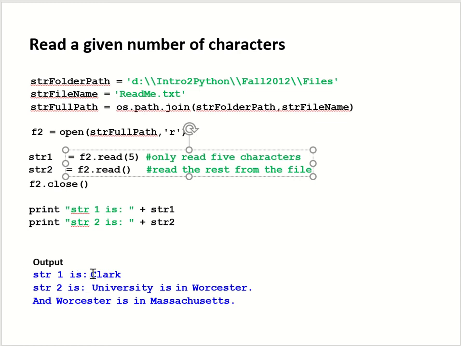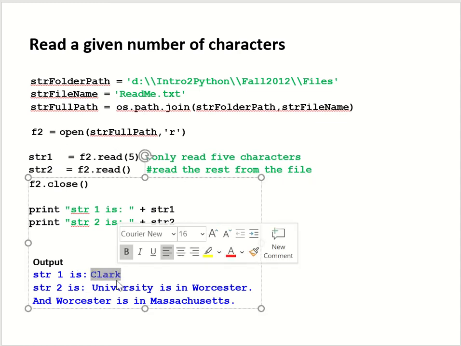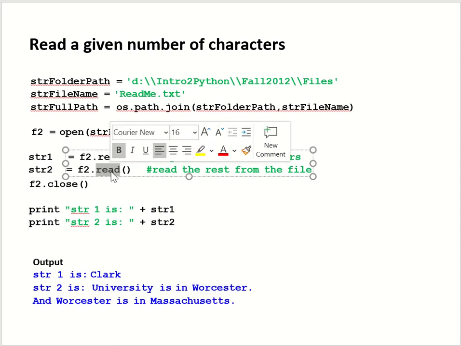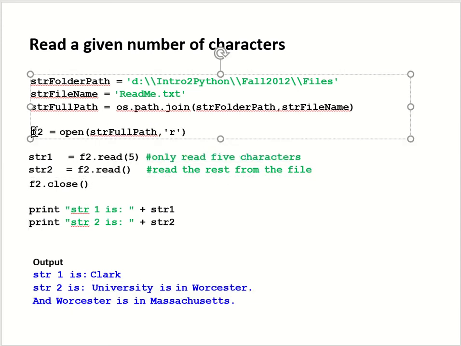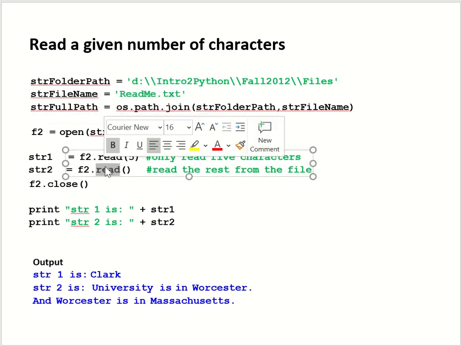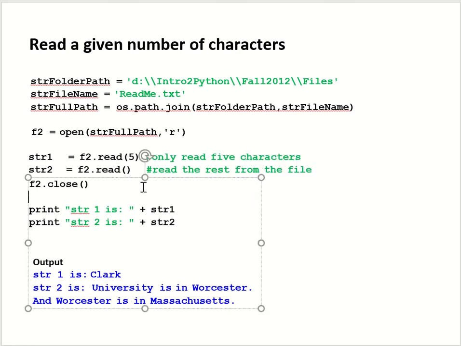The first string is CLRK, so it's the first 5 characters of whatever was in that file. Now the second is the rest. So it doesn't start over. Once you create a file object called f2 and you begin to read a certain number of characters, if you call the read method here again, it's going to start on the 6th character. It doesn't go back to the beginning. You need to create a new object for that, reset it.